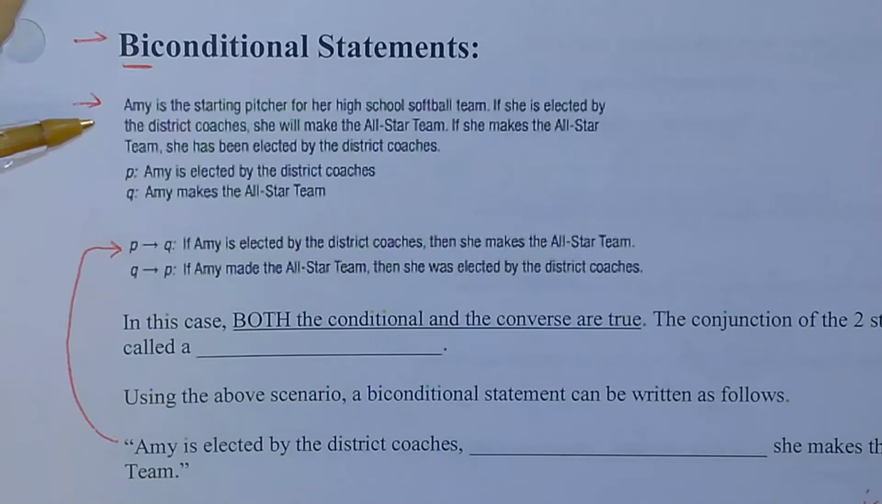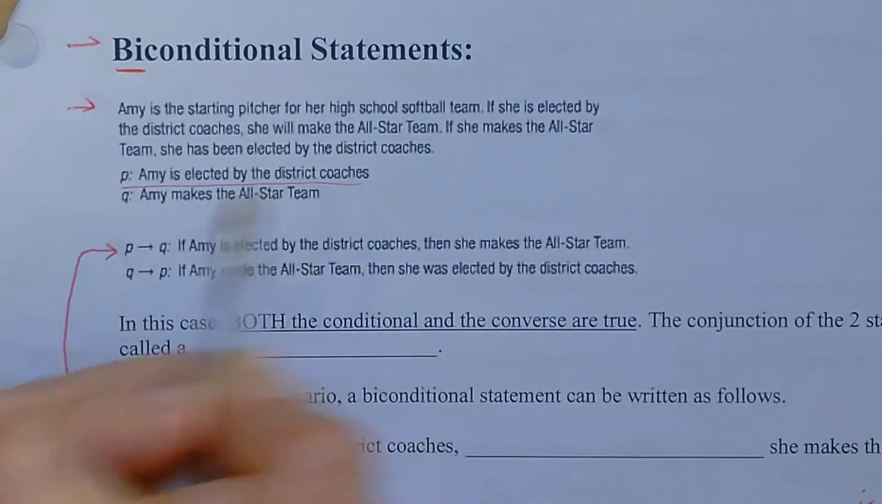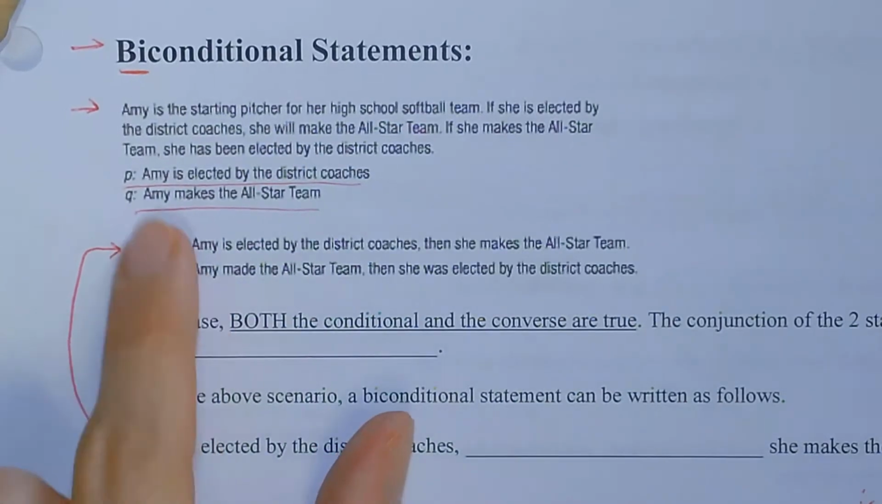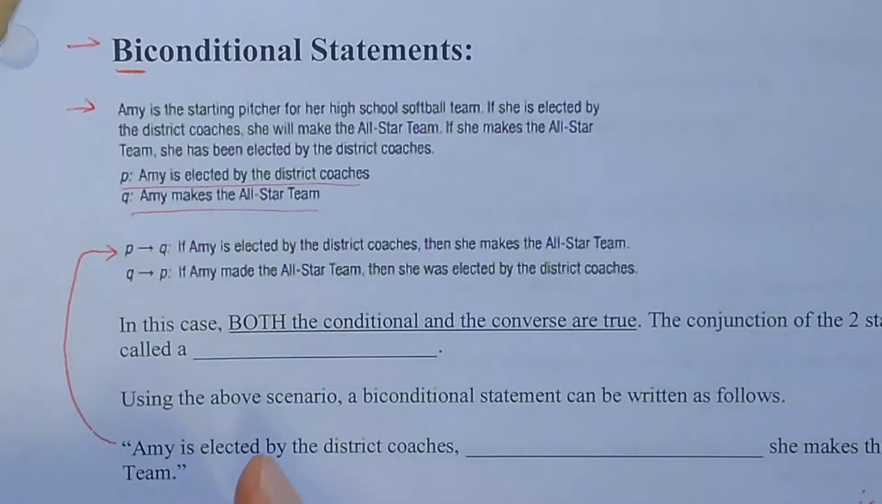Amy is the starting pitcher for her high school softball team. If she is elected by the district coaches, she will make the all-star team. If she makes the all-star team, then she has been selected by the district coaches. So they have created a hypothesis and a conclusion for us to use. The hypothesis is Amy is elected by district coaches, and the conclusion is Amy makes the all-star team.